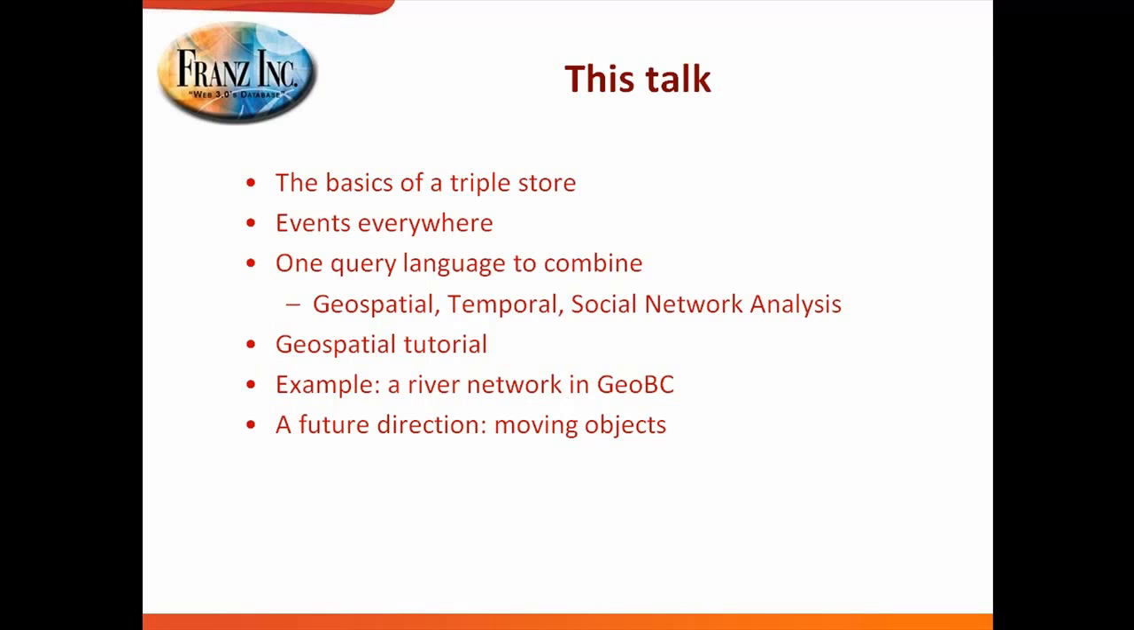And then the second thing is a research direction. We have several customers that have talked to us about moving objects, say, tracking animals or soldiers or trucks or airplanes or even telecom mobile phone users, and whether we can do something with that. So I'll talk about what we've done so far on this topic of moving objects. But okay, let's go into the basics of a triple store first.